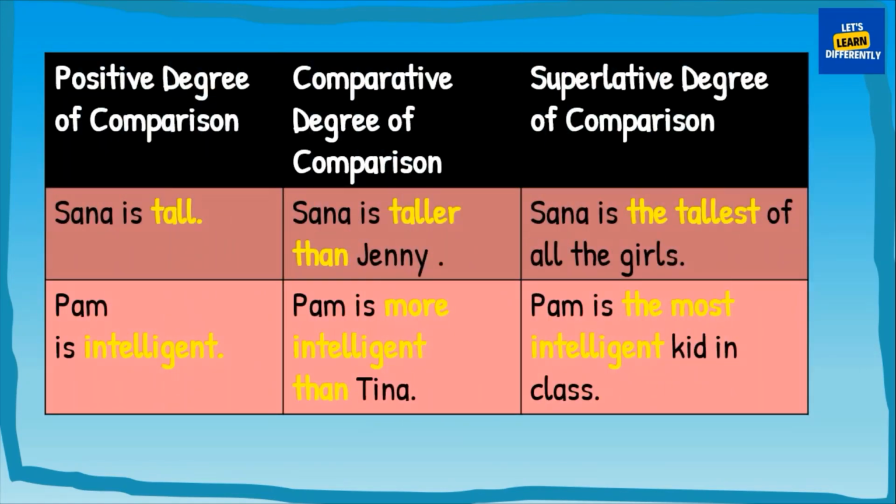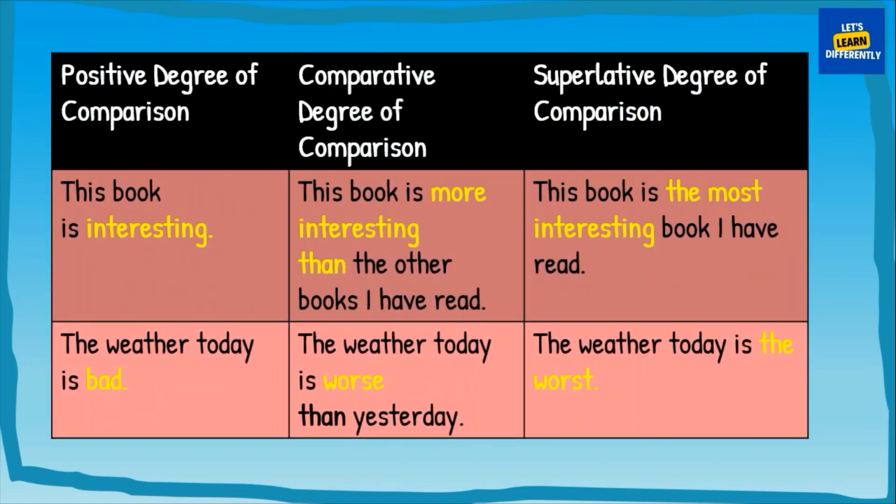In the following table, you can see the use of adjective in three different forms of degree of comparison. Sana is tall. Sana is taller than Jenny. Sana is the tallest of all the girls. Pam is intelligent. Pam is more intelligent than Tina. Pam is the most intelligent kid in class. This book is interesting. This book is more interesting than the other books I have read. This book is the most interesting book I have read.